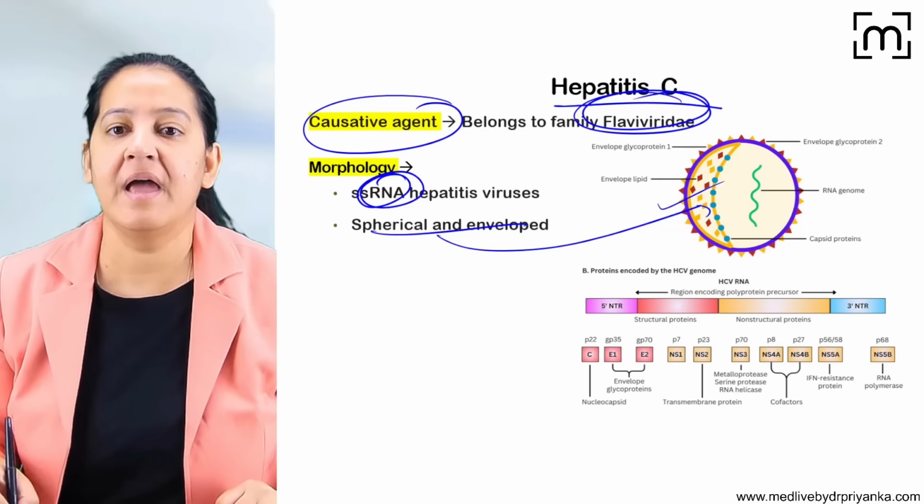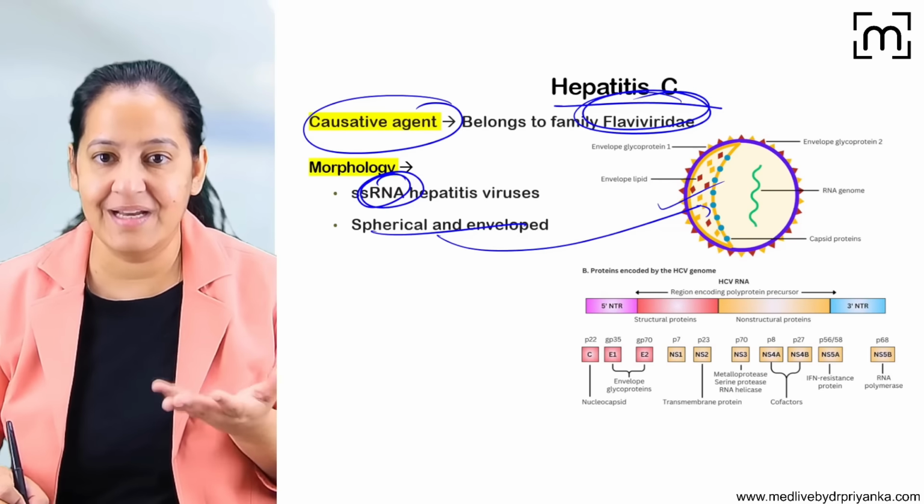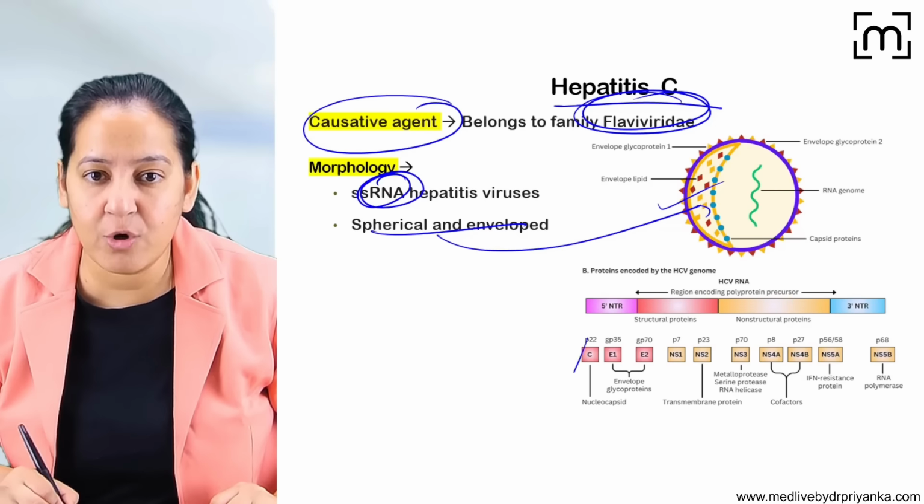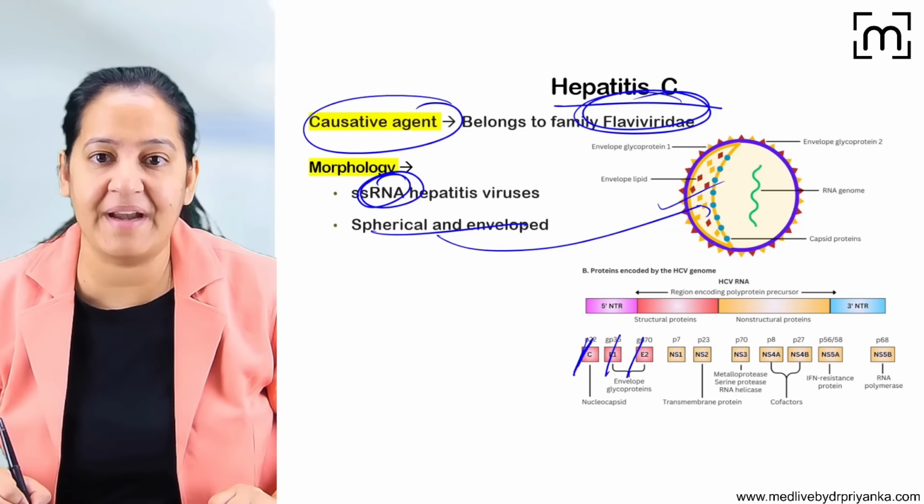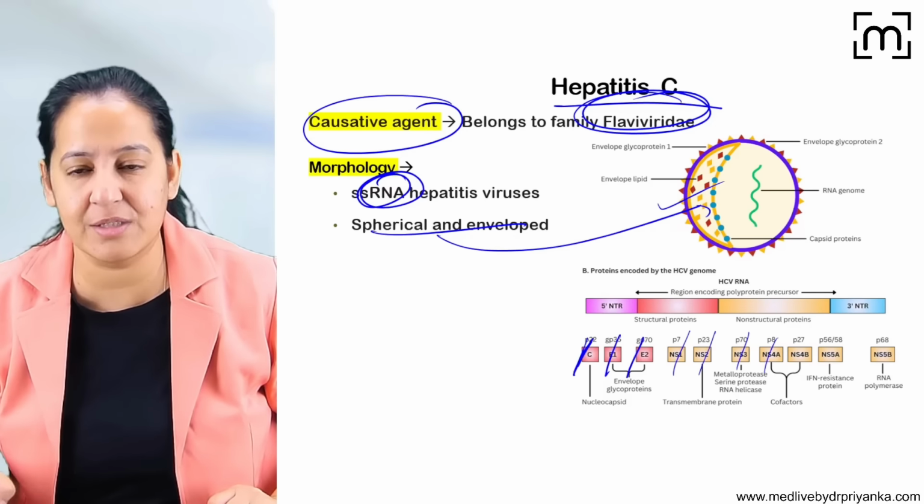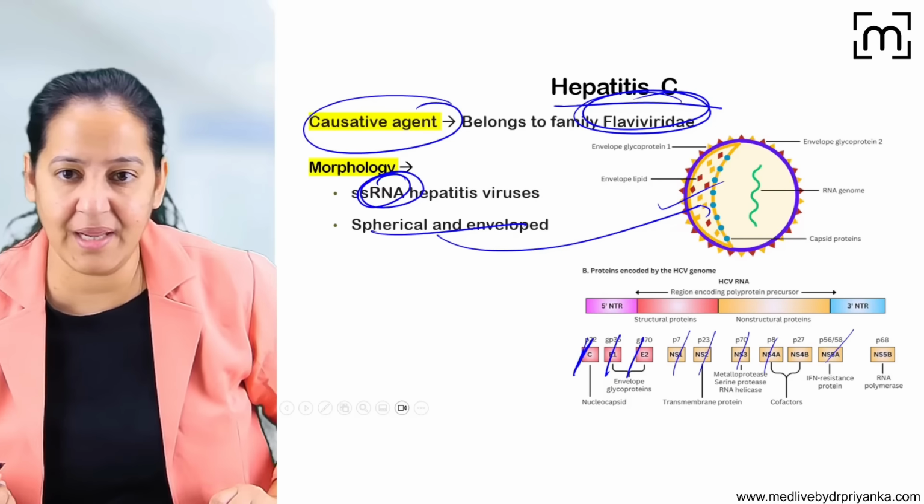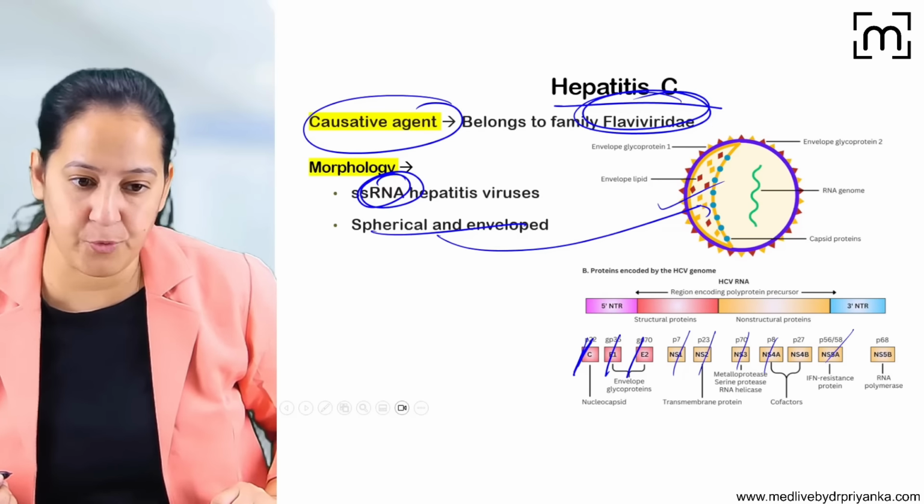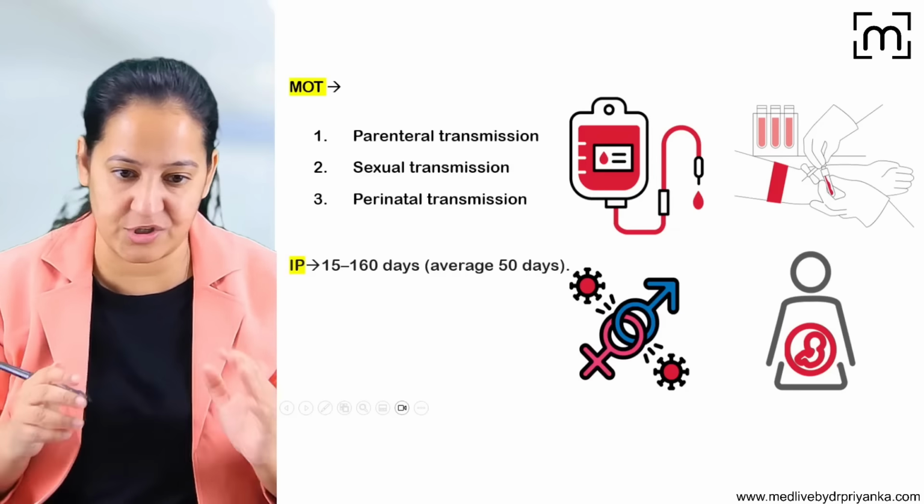So envelope is present. And it is having many antigens in that. Like it is having C, core antigen, it is having E, envelope antigen, and it is having NS1, NS2, NS3, NS4, many NS antigens. Okay, these are the many transmembrane proteins. These are the antigens present in the structure of the virus.